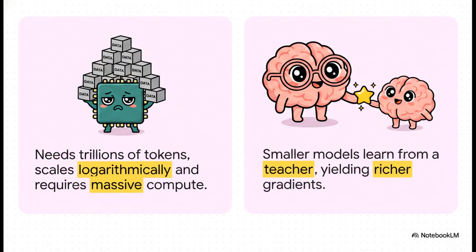One of the biggest secrets here is knowledge distillation. Normally, training from scratch means you're just teaching a model to predict the next token, and your performance gains stall out logarithmically. But with distillation, it's like having a brilliant professor mentor a student. The smaller model learns directly from the rich probability distributions of a massive teacher model, so it's getting way higher quality information at every single training step.